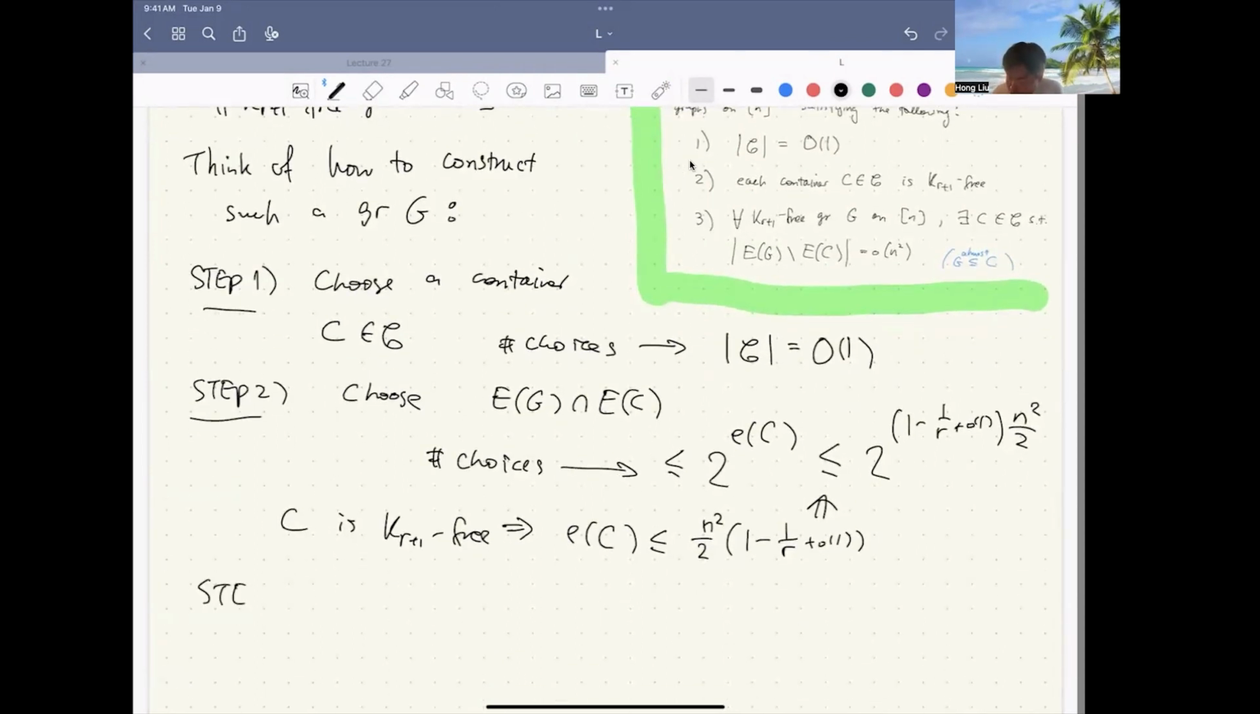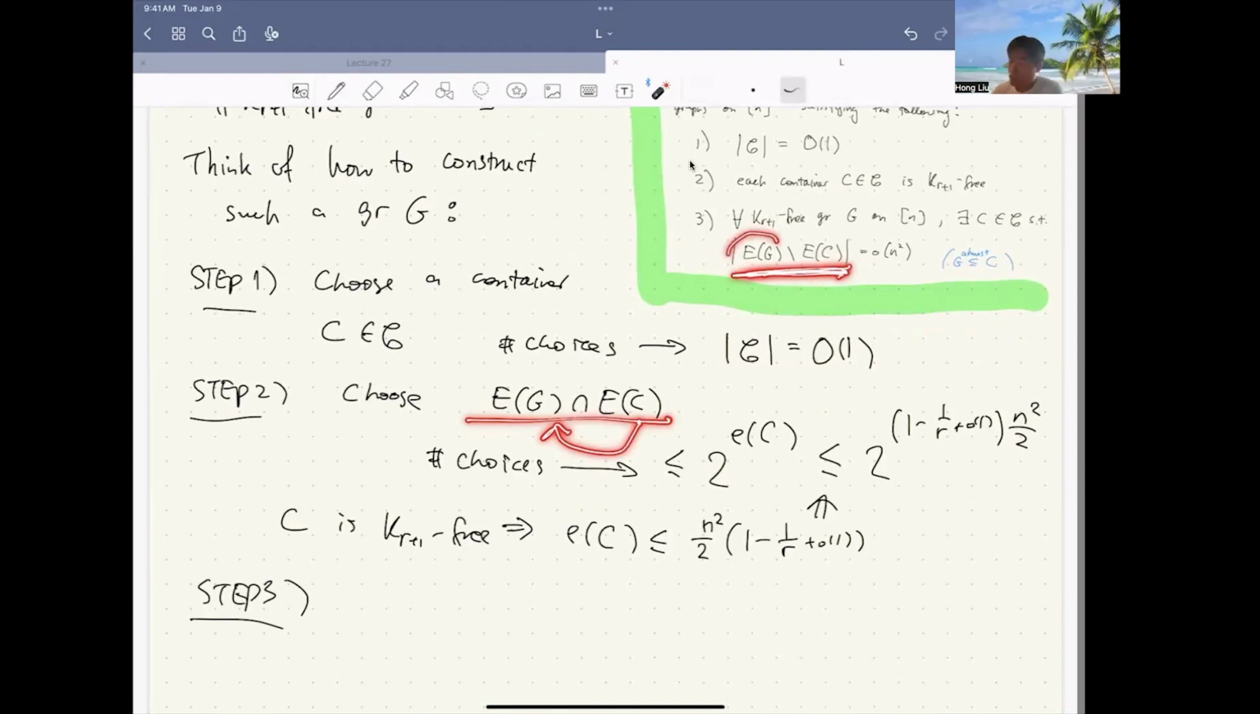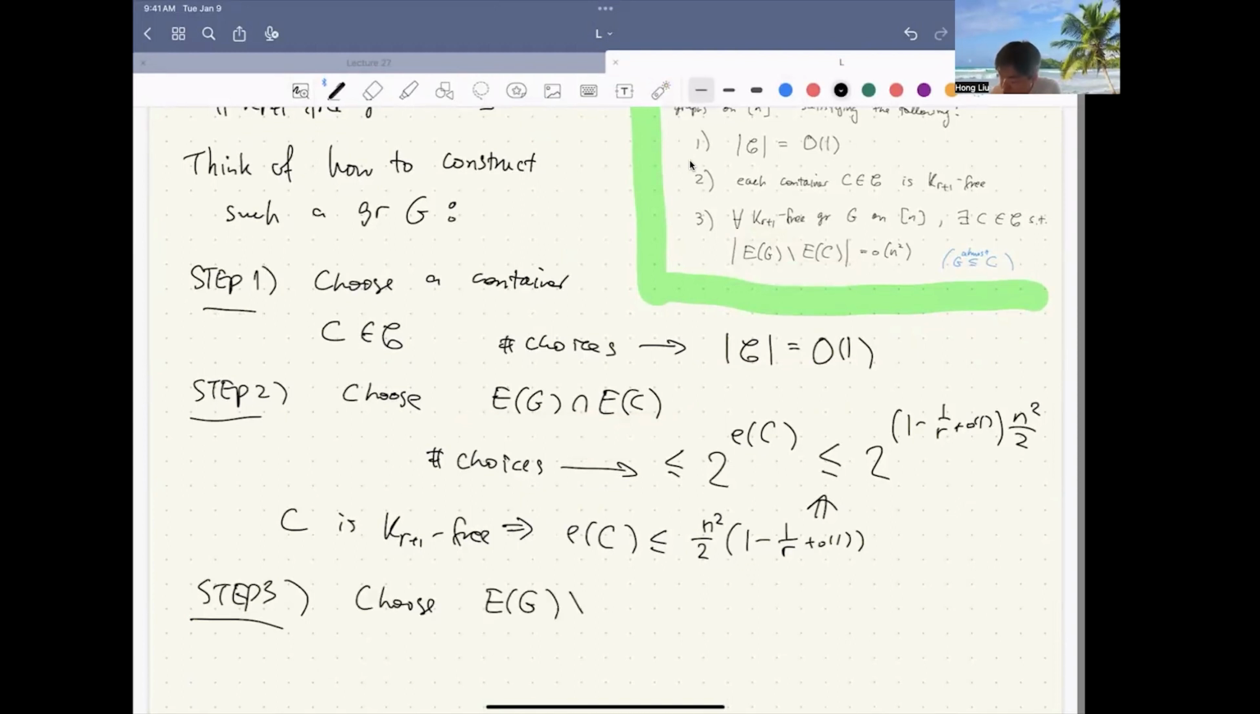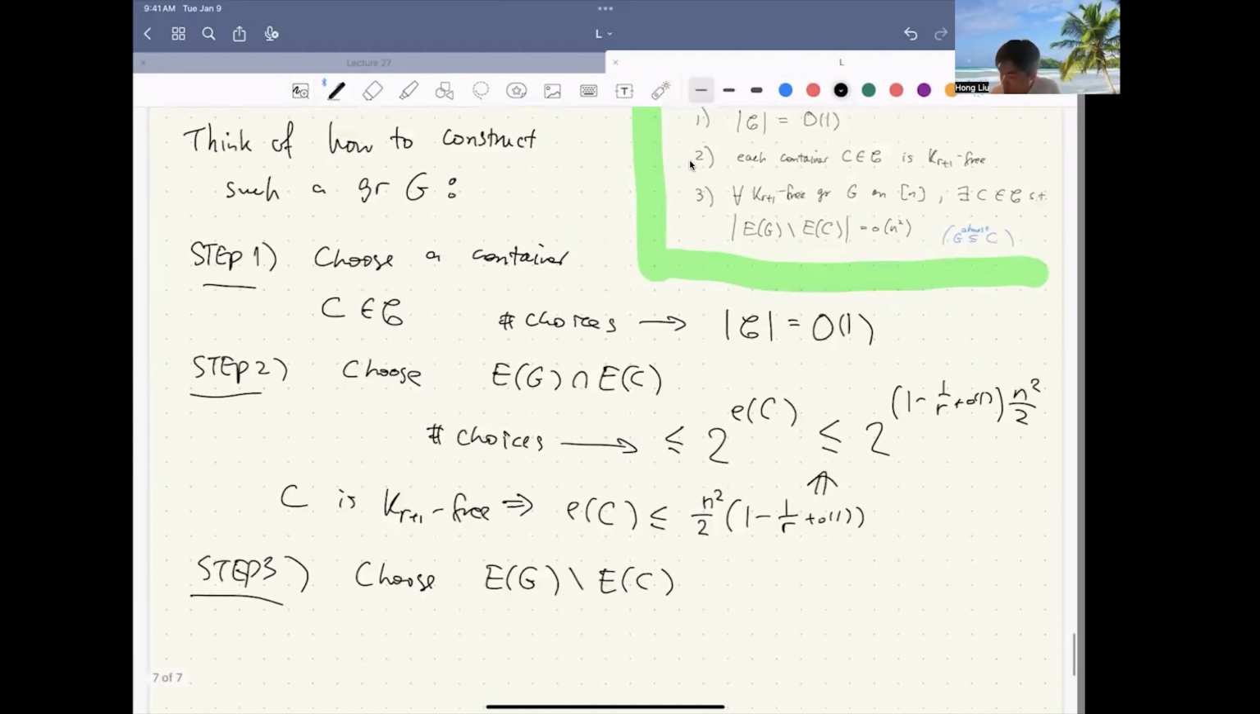Third step. Good. We choose the edges in C that are to be included in G. Now we need to choose the edges outside of C that belong to G. There are so many, right? Choose E(G) minus E(C). And this is by the second point, we have these. This is by the third point here.